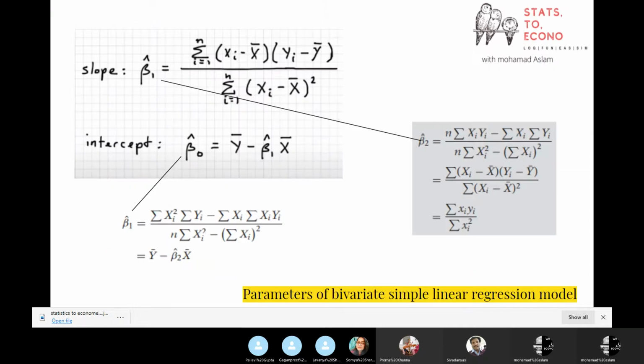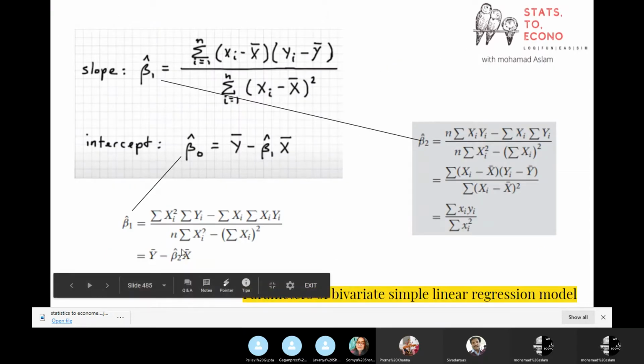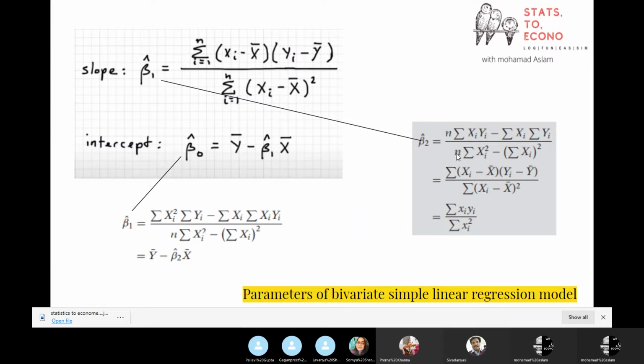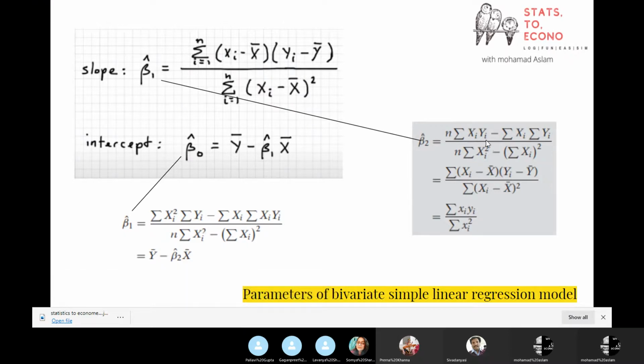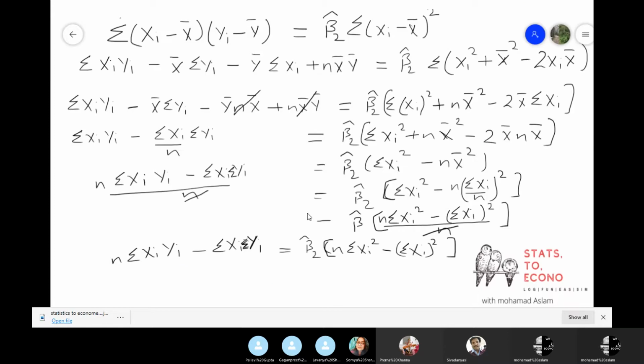So these were our parameters. This was the intercept coefficient, and this was the slope coefficient. These three values are the same, just a change in notation: this is in the deviation form and this is in the x minus x mean form. It is the same thing. I shared the proof that this term is equivalent to this term.